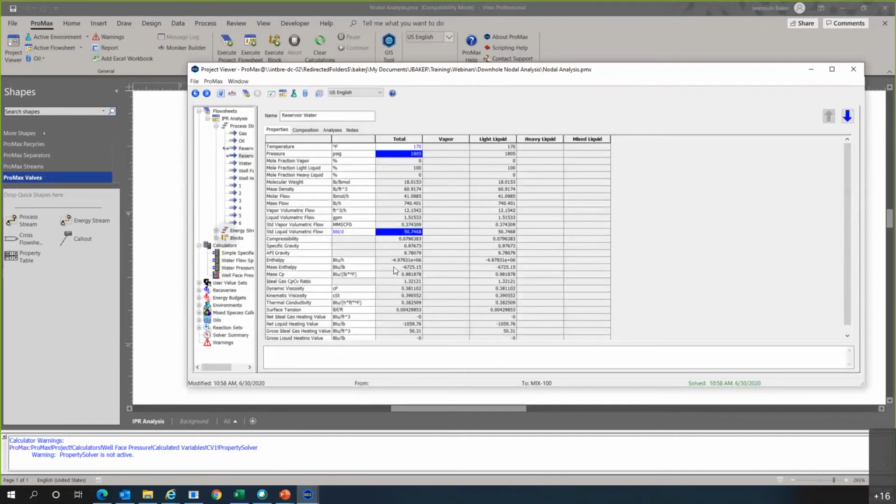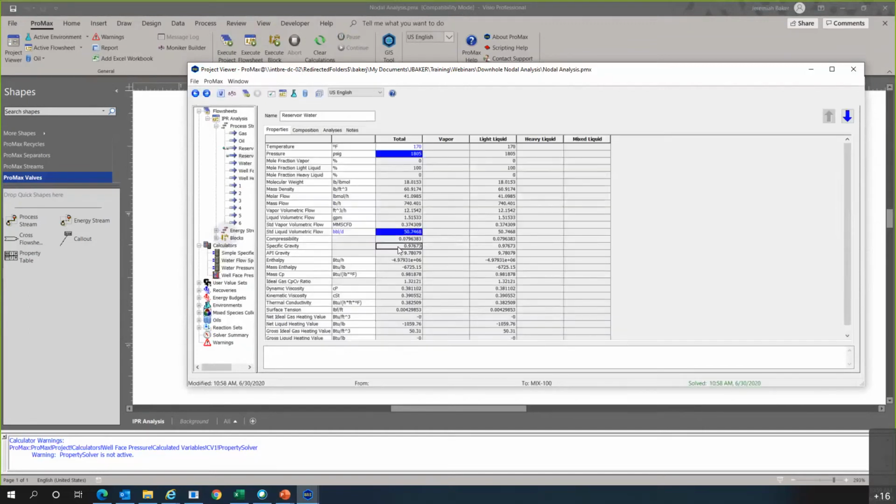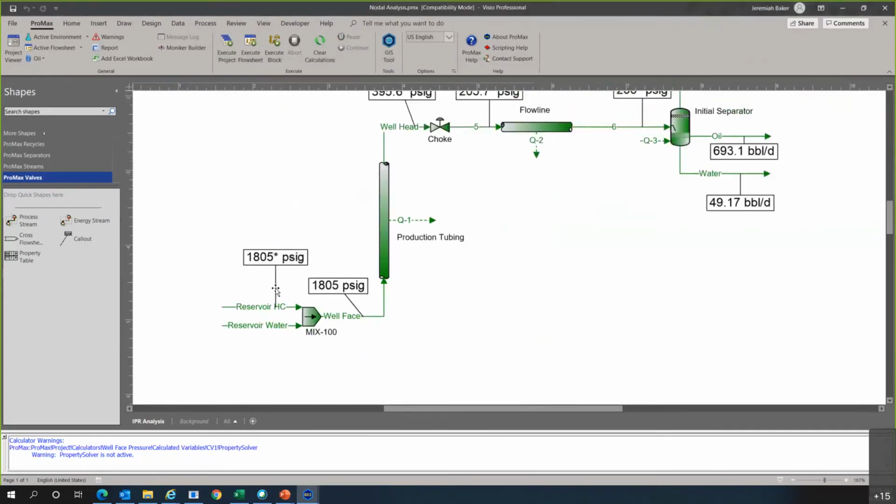Our water flow rate, we have a specifier here giving us our water flow based off of our oil-water ratio. So once again, if you have questions on setting those up on your own models, let us know, but that's just using a specifier. We're also using a specifier to make sure that the pressure of this water stream is the same as the hydrocarbon, because in reality, these are in the same reservoir, they have the same pressure. So that's the IPR, that's the inflow section, doing the IPR correlation and linking that to our stream.